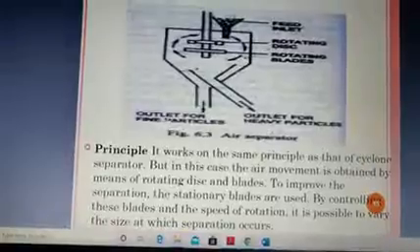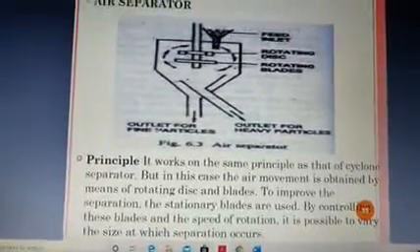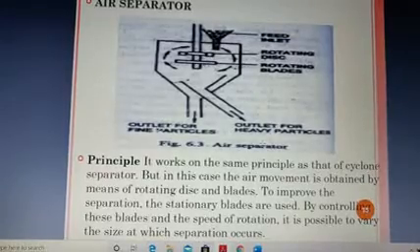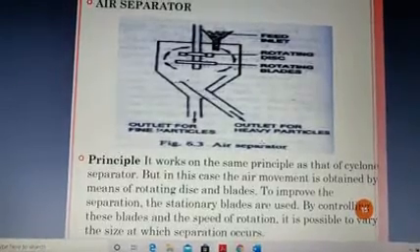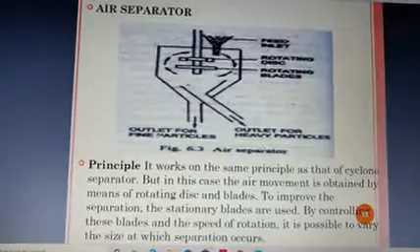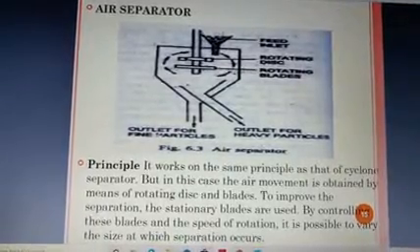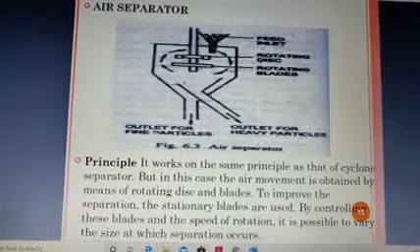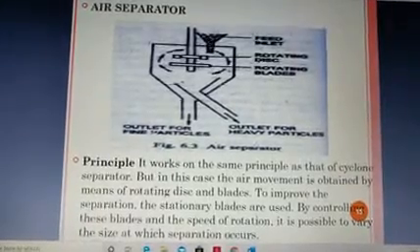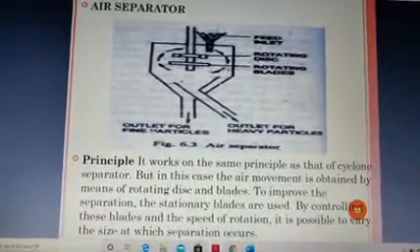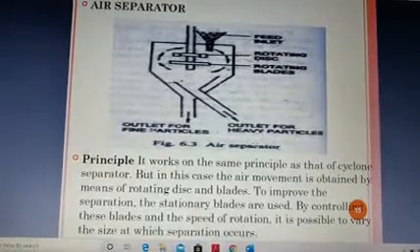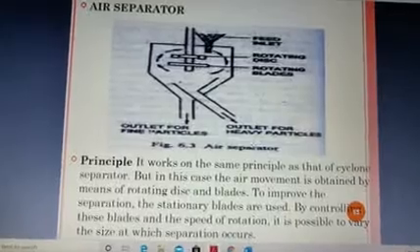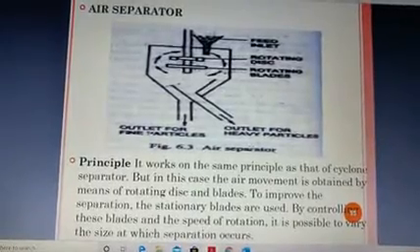So what is the principle? It works on the same principle as that of the cyclone separator, but in this case the air movement is obtained by means of a rotating disc and blades. There wasn't any additional equipment like disc and blades. Here you have something additional, that is the rotating disc and blades, which are providing the air movement. To improve the separation, stationary blades are used. Okay, by controlling these blades and the speed of rotation, it is possible to vary the size at which separation occurs.